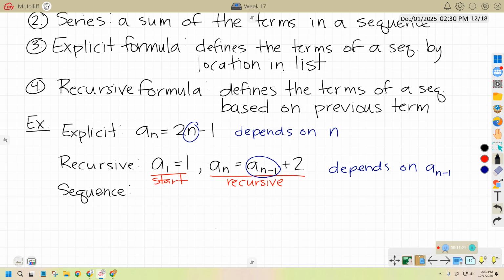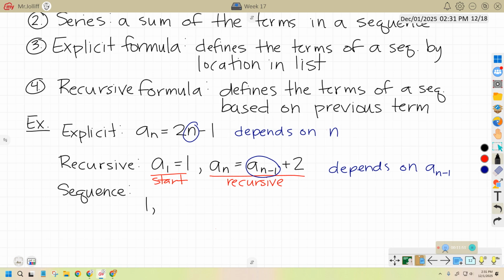So I have two choices. My recursive formula is nice. It tells me that in position 1, my value is 1. I know my list starts with 1. I also know that from my explicit formula. If I substitute in n equals 1, 2 times 1 is 2, 2 minus 1 is 1. So the explicit and the recursive should give me the same answer for each term.